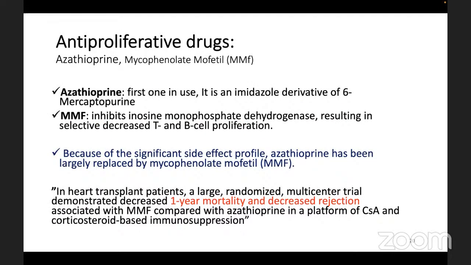Now, moving on to the anti-proliferative drugs, which are mainly azathioprine or MMF. Azathioprine is the first one that was utilized, and it's basically an imidazole derivative of 6-mercaptopurine. But now they're mainly using MMF, which inhibits inosine monophosphate dehydrogenase, resulting in a selective decrease in T and B cell proliferation. Because of its significant side effect profile, azathioprine has been largely replaced by MMF. In heart transplant patients, a large randomized multicenter trial demonstrated decreased one-year mortality and decreased rejection associated with MMF compared with azathioprine, in a platform of course using the remainder of the triple therapy, cyclosporin or some other calcineurin inhibitor plus steroids.